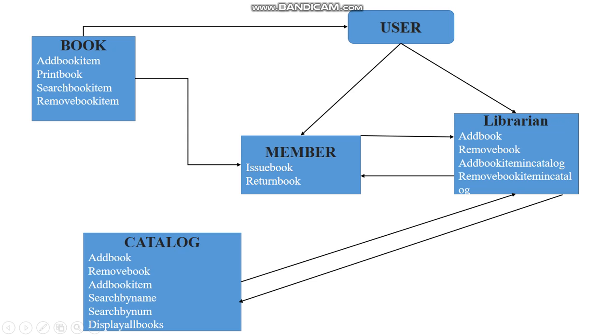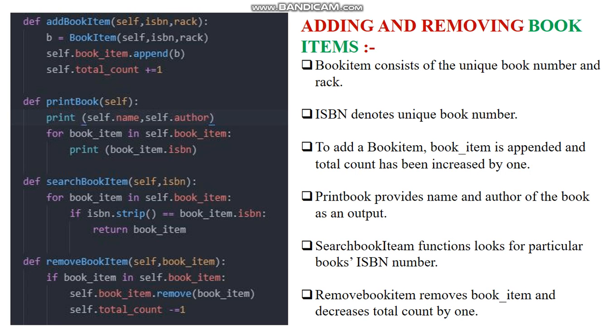This denotes the issuing and returning of books by the member. There are two arrows between the catalog and the librarian. This denotes adding a new book to the catalog or removing a book from the catalog. So we'll look into this in the next slide. Here we can see the adding and removing of book items.